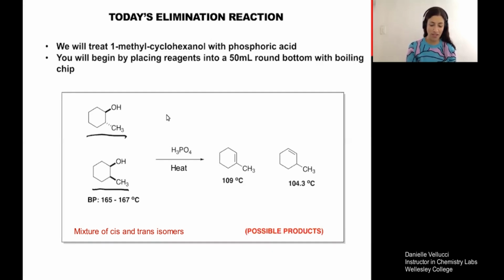One important consideration to note as we start this reaction is that the starting alcohol, which has this polar hydrogen bonding functional group, has a boiling point around 165 degrees. Whereas the products, which no longer contain the alcohol, have a much lower boiling point range from 104 to 109. We're going to take advantage of this boiling point difference to isolate the products from the starting material as they form.